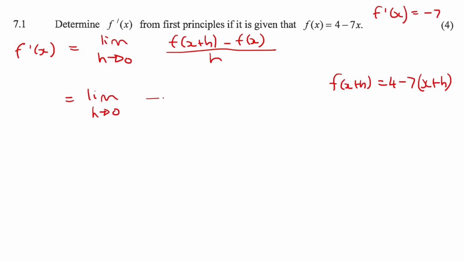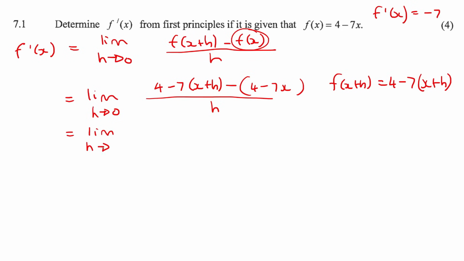Okay, so f of x plus h is that. Then we say minus f of x. Now put this one in a bracket. So that's going to be 4 minus 7x over h. Okay, and then remember that you have to keep writing this limit as h goes to 0 down. Okay, so 4 minus 7x minus 7h minus 4 plus 7x over h.